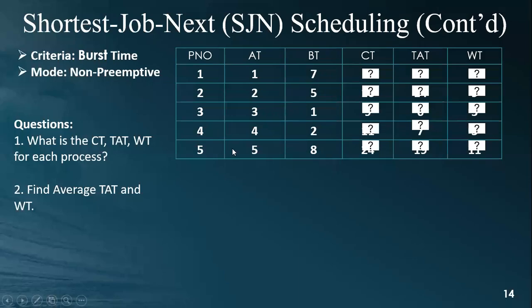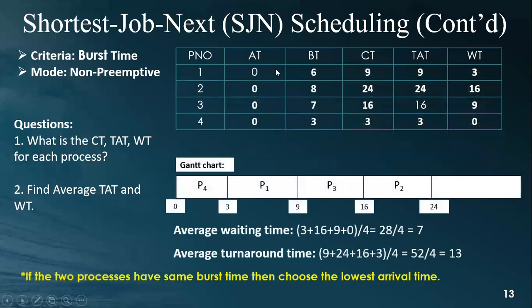Now we will see another example of shortest job next, but this one is a little bit complicated. Why? In the last one, as you have seen, all of the jobs arrived at the same time. That means 0, 0, 0 second.